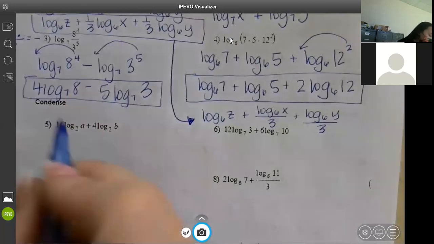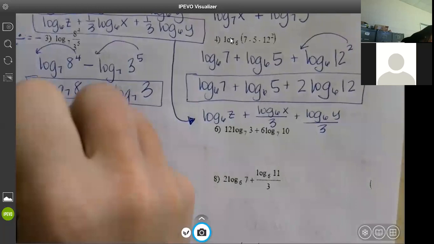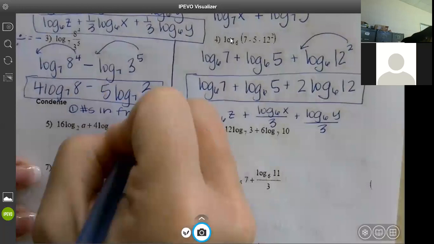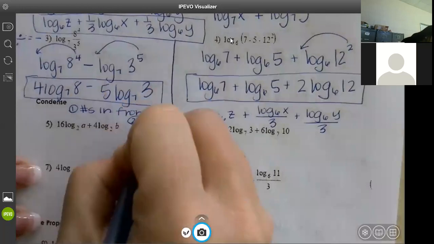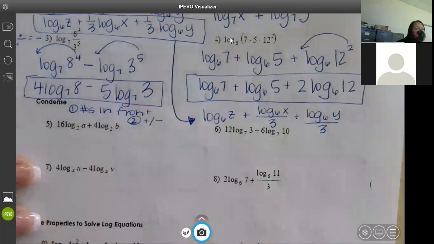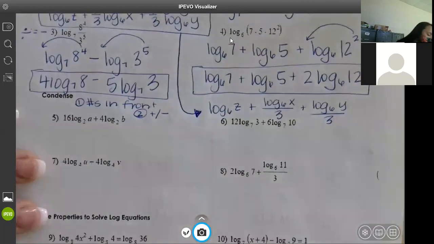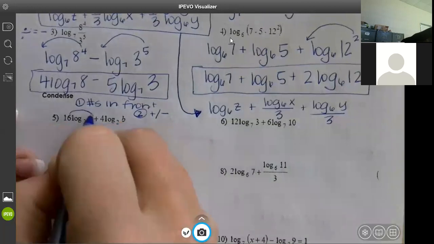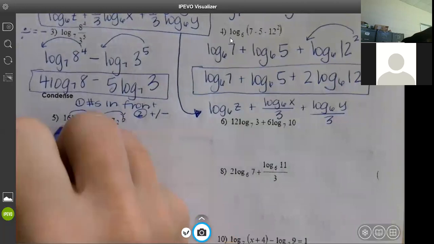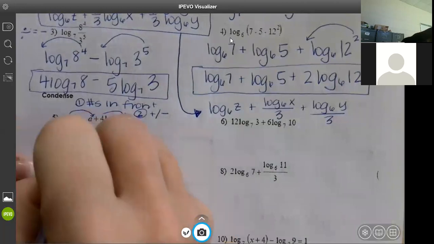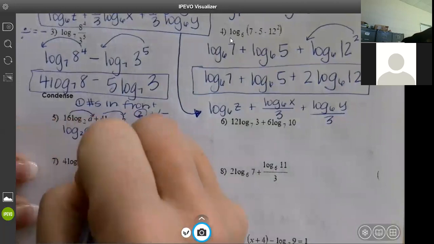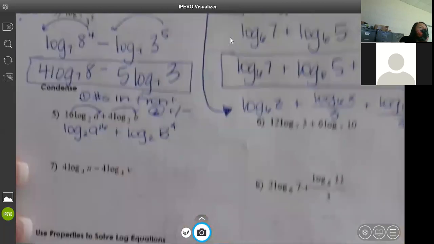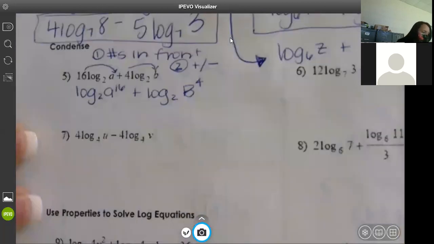So here, the first thing that you want to look for are numbers in front. Then you're going to look for add or subtract. Okay, so numbers in front and then add or subtract. So if we look at both of these, there are numbers in front and we take those to the power in the back. So we're going to change it to log base 2 of A to the 16th plus log base 2 of B to the 4th. A little bigger so you guys can see it.